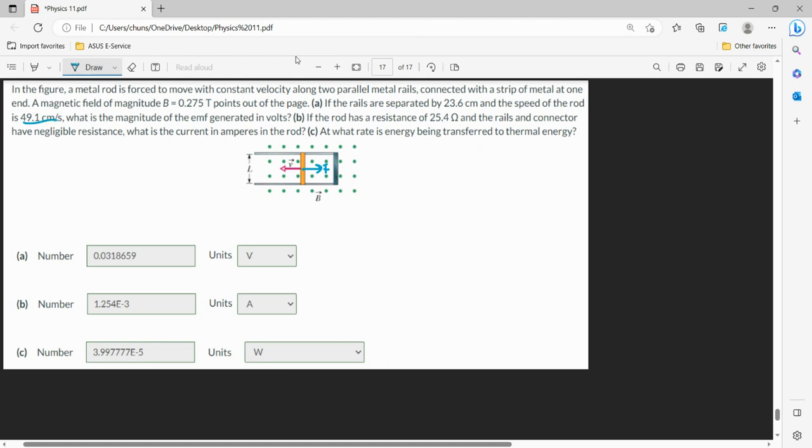Okay, so I'm just going to convert some things. This is going to be 49.1 centimeters per second, which is 49.1 divided by 100. This is 0.491 meters per second.